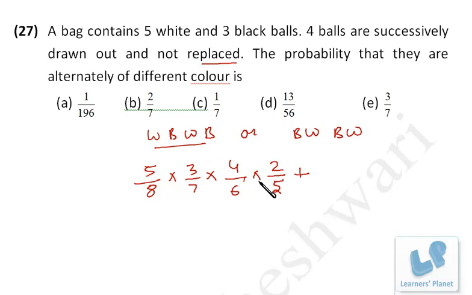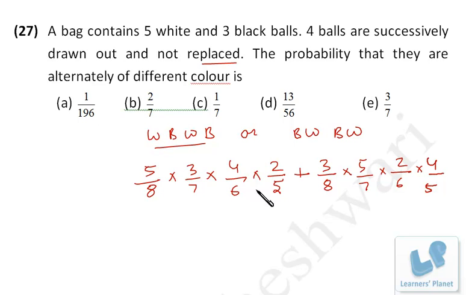So this is this case, or we can have black, white, black, white, right? So first we are drawing a black ball. So it's 3 out of 8 into, now we have to draw a white ball, so it's 5 by 7. Then further we are drawing a black ball, so it's 2 by 6, right? Because one black ball we have already drawn over here. Now we have to draw white. Already we have drawn one white ball, so we are left with 4 now. So it's 4 by 5, right?